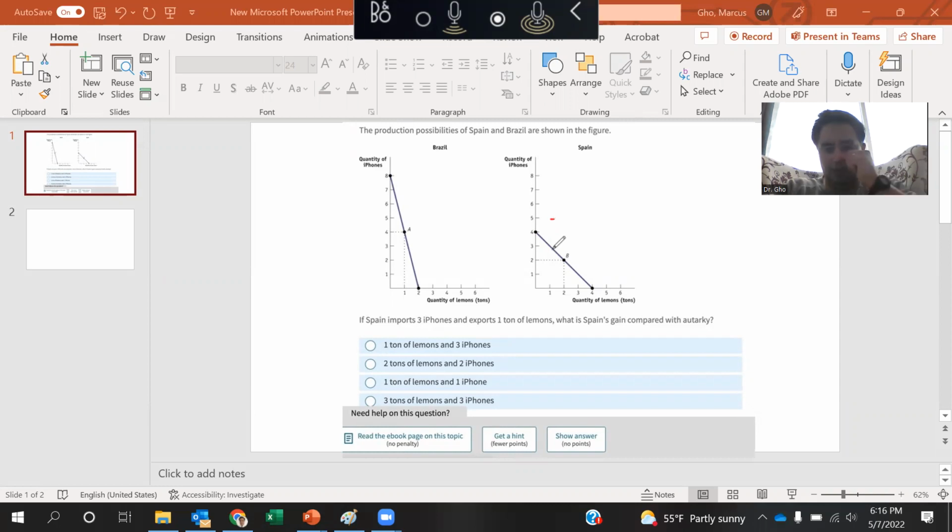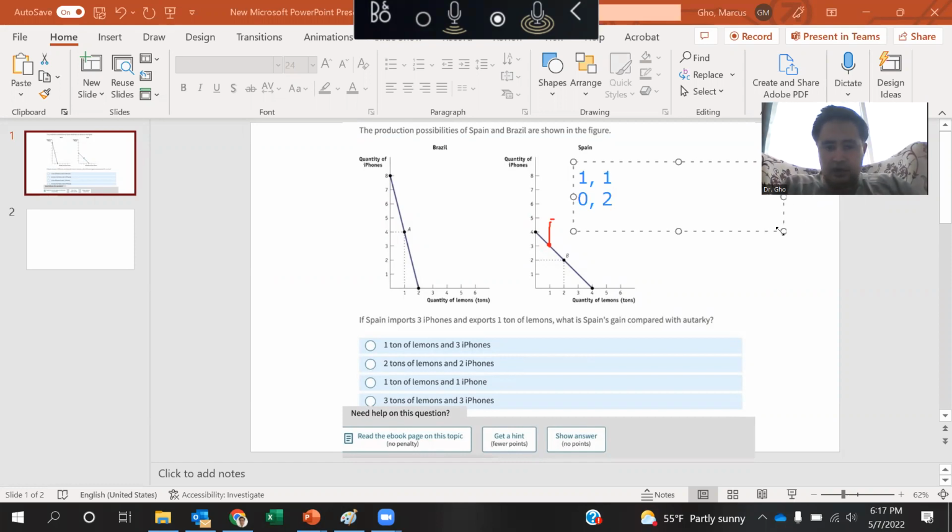higher than their PPF. And what is their gain compared with autarky? So how much outside of the autarky line are there? Looking at this, gain usually means an increase. I see 2 possibilities. One is you could look at that as 1 iPhone and 1 lemon. The other option, they could be producing at this point, but instead they're consuming up here. This difference is 2 iPhones. So either the ones we have here are 1, 1, or 0, 2. Those are the 2 options.